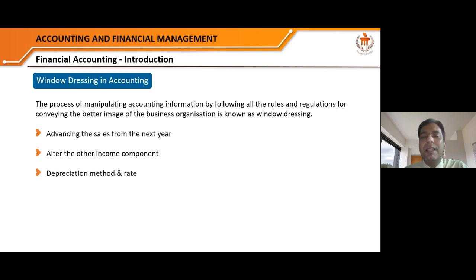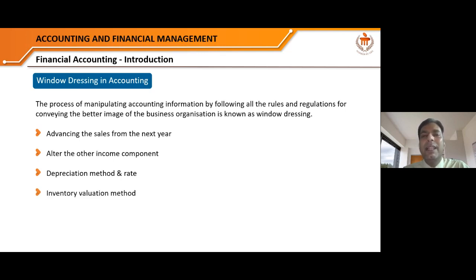Then depreciation method and rate. What rate to follow, what depreciation method to follow, the judgment lies with the accounting function or with the authorities of a business. So they again need to take a call, and whatever method they use, they may decide that they want to show a higher value of the assets or a lower value of the assets. Depending on that, they can manage their accounts.